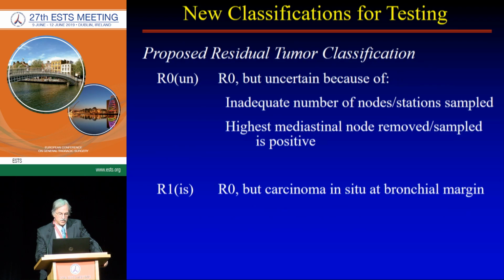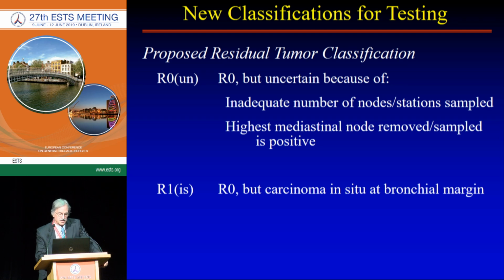Now, a proposed classification, this isn't actually official, but uncertain, and that would be if there's an inadequate number of nodes or stations sampled. I think this is a little bit difficult, though, because we really haven't defined very well. Are we talking about six nodes? Are we talking about six node stations? And when we're talking about number of nodes, I think it becomes difficult at times. Are you talking about pieces of nodes or complete nodes? So that's, I think, left a little bit ambiguous.